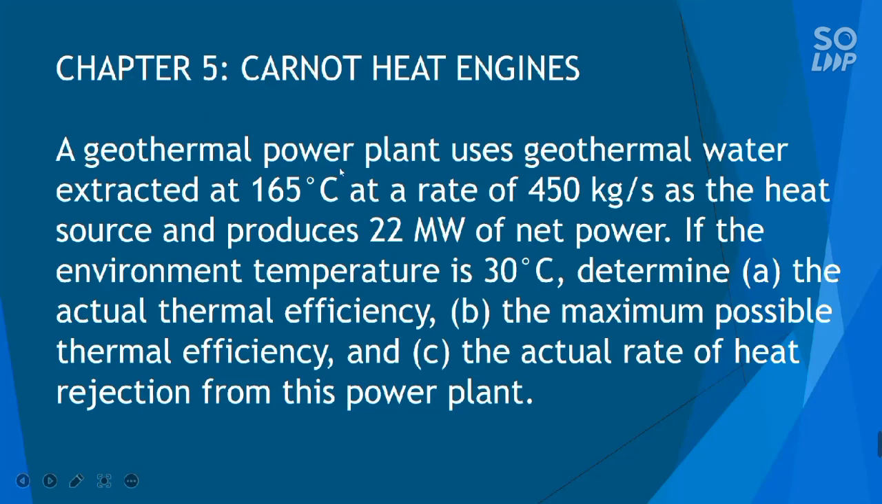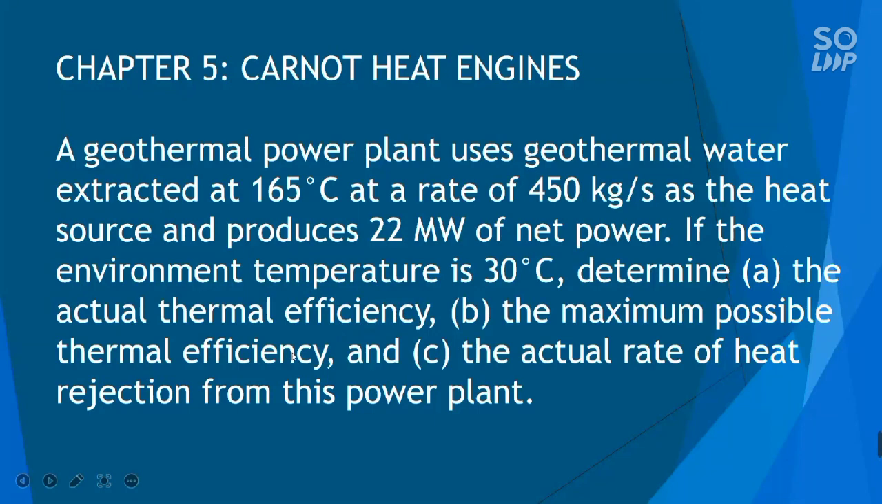A geothermal power plant uses geothermal water extracted at 165 degrees Celsius at a rate of 450 kg per second as the heat source and produces 22 megawatts of net power. If the environment temperature is 30 degrees Celsius, determine A, the actual thermal efficiency, B, the maximum possible thermal efficiency, and C, the actual rate of heat rejection from this power plant.